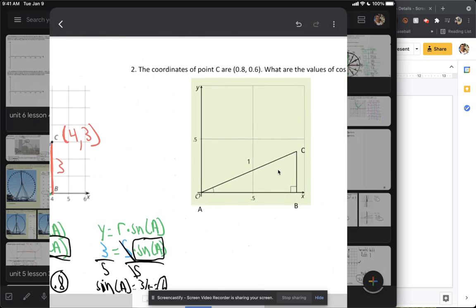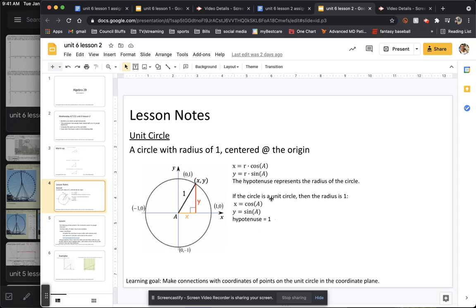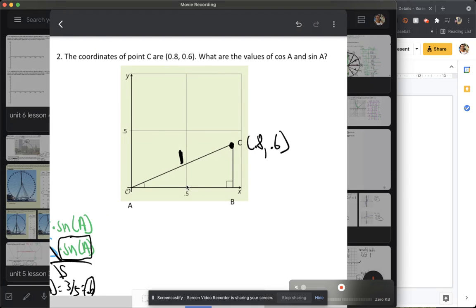Okay, let's take a look at the second example here. The coordinates of point C are 0.8, comma 0.6. What are the values of cosine of a and sine of a? So first things first, before we answer the question, notice we are told that the hypotenuse is 1. The radius in this case is 1. So when I use these formulas, I can actually use the ones at the bottom here because the radius is 1. This is a unit circle.